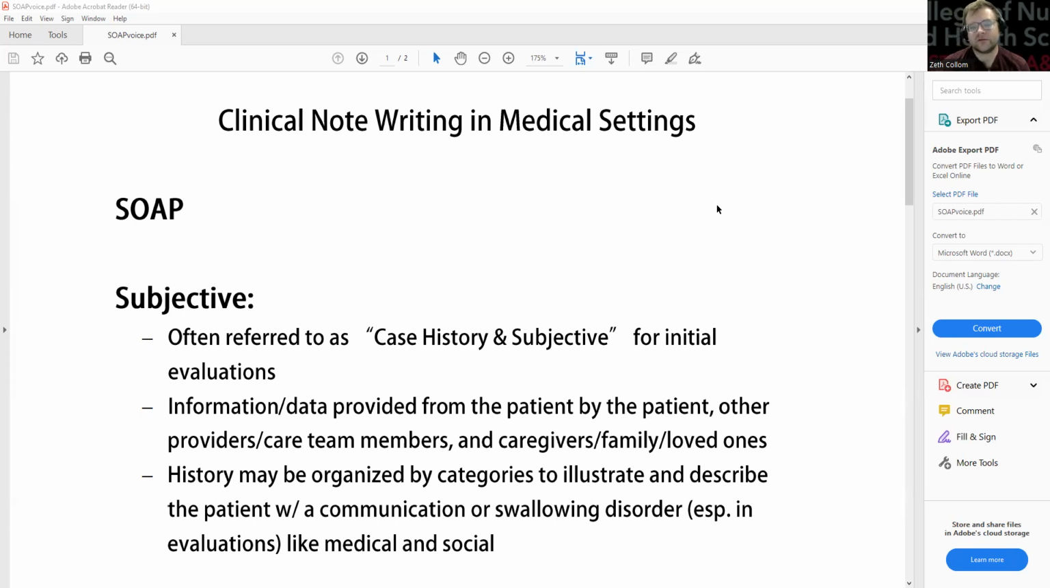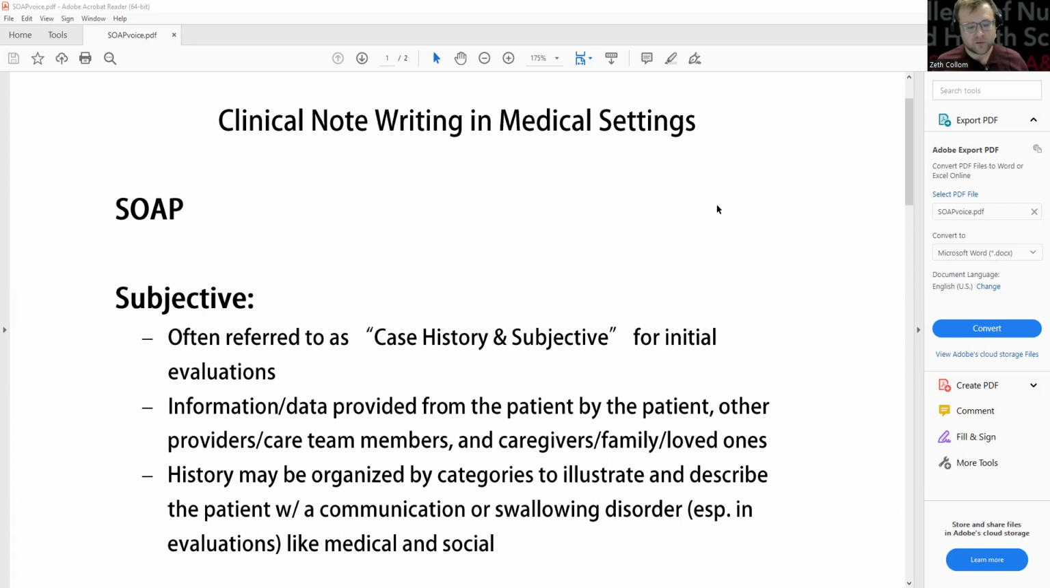There are lots of different ways that people write notes. There's no wrong way to eat a Reese's peanut butter cup. One of the most common formats: there's BIRP, there's DAP, but probably the most common and most traditional one is still the SOAP note.